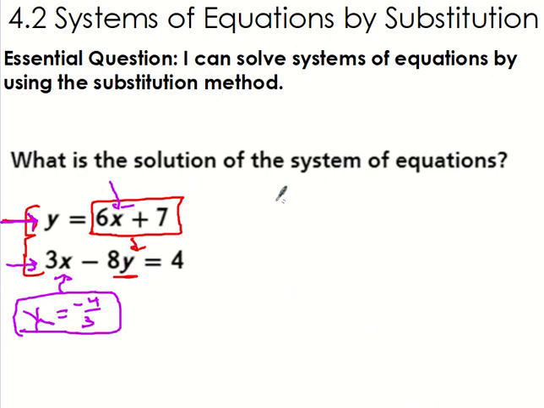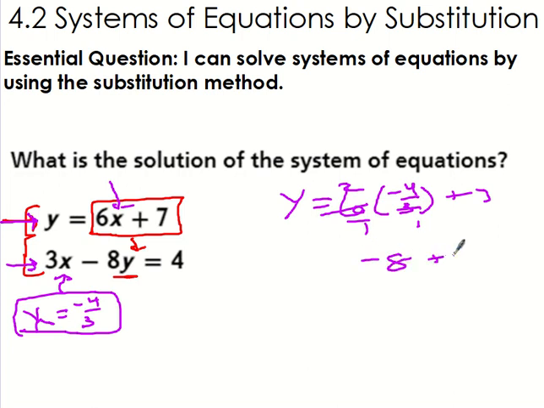So let's plug it into this top one. So I get y equals 6 times negative 4/3, because that's what x is, plus 7. Well, this worked out really nicely. I have 6 and 3 cross simplify. So this is just 2 times negative 4, which is negative 8, plus 7. That's negative 1. So y equals negative 1. So there's my solution to my system of equations, negative 4/3, negative 1.